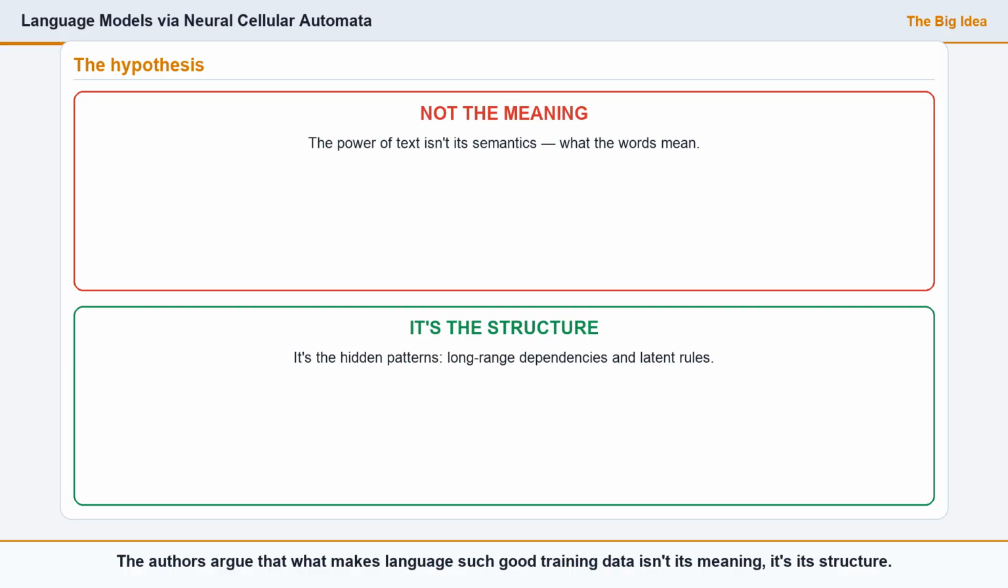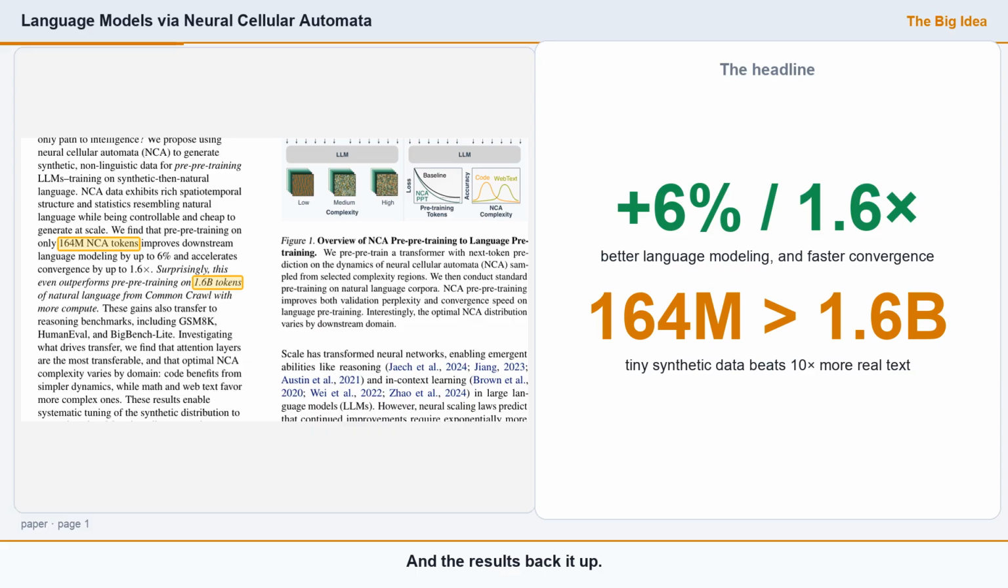The authors argue that what makes language such good training data isn't its meaning, it's its structure. The long-range dependencies, the hidden rules, the patterns. If that's true, then any data with rich structure should teach a model to reason, even if it contains no words at all. And the results back it up.